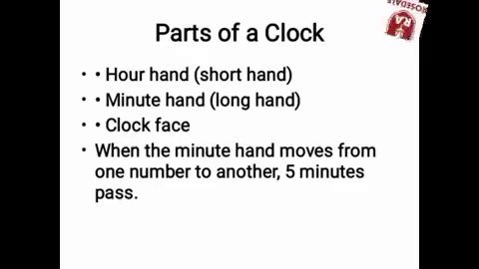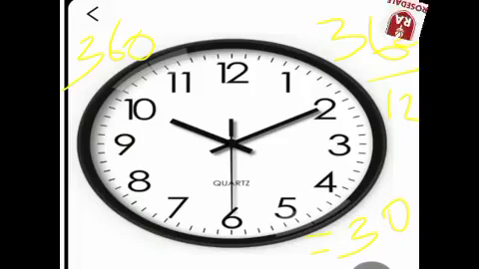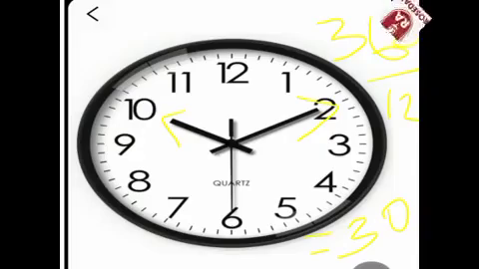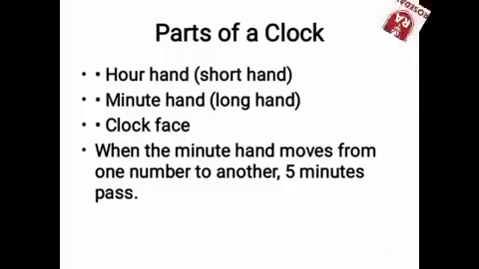Let's take a look at the parts of the clock. Yes, every clock has an hour hand, the short hand. I think I've shown you from this example. We have the short hand here, which is referred to as the hour hand. We have the longer side, which is referred to as the minute hand. All these things are referred to as parts of a clock. So the minute hand is the longer side.